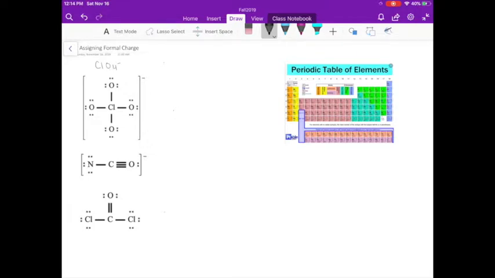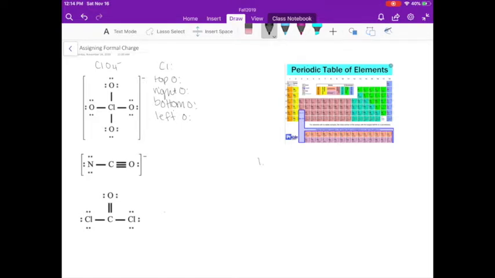So first I have this Lewis structure of ClO4-, which has a chlorine atom. It has a top oxygen, a right oxygen, a bottom oxygen, and a left oxygen.